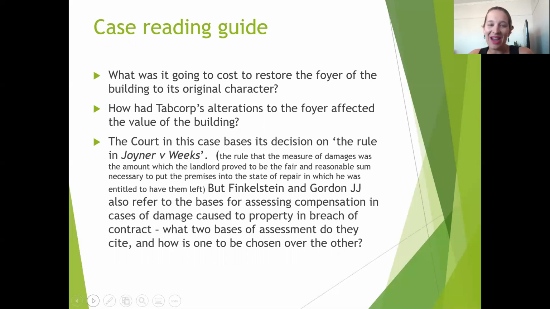The next question: how had Tabcorp's alterations to the foyer affected the value of the building? Affected it very minimally, only around $34,000 according to the trial judge, but essentially there was negligible diminution in value. The court in this case based its decision on the rule in Joyner and Weeks, and you can see that rule here on the slide.